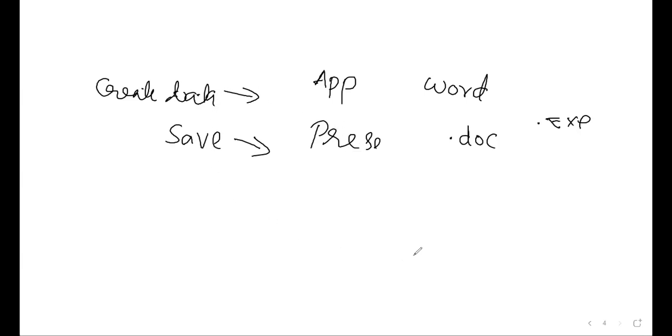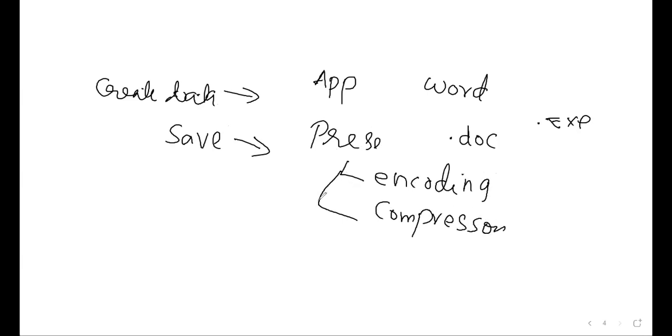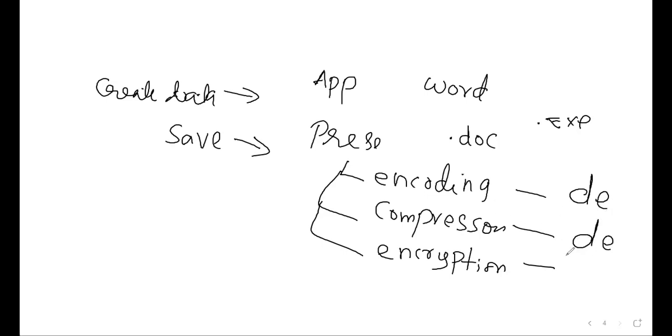for transmission. In order to be ready, your data has to go through certain elements. One of the key elements you may have heard about is encoding, compression, and encryption. And there is an opposite side: encoding, decoding, compression, decompression, encryption, decryption.